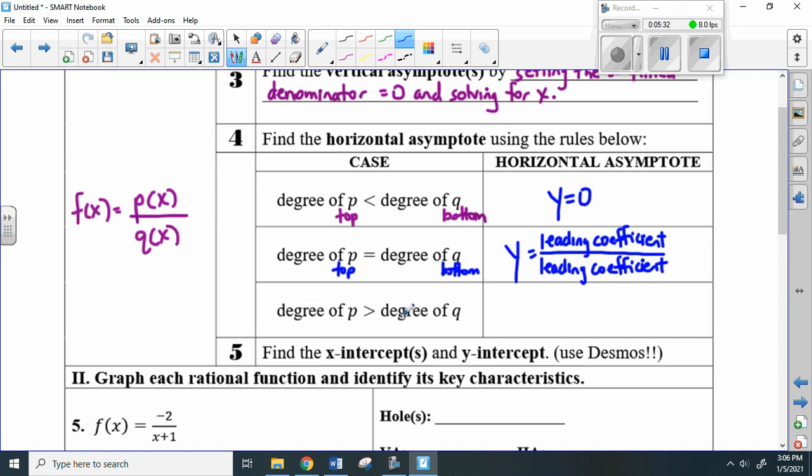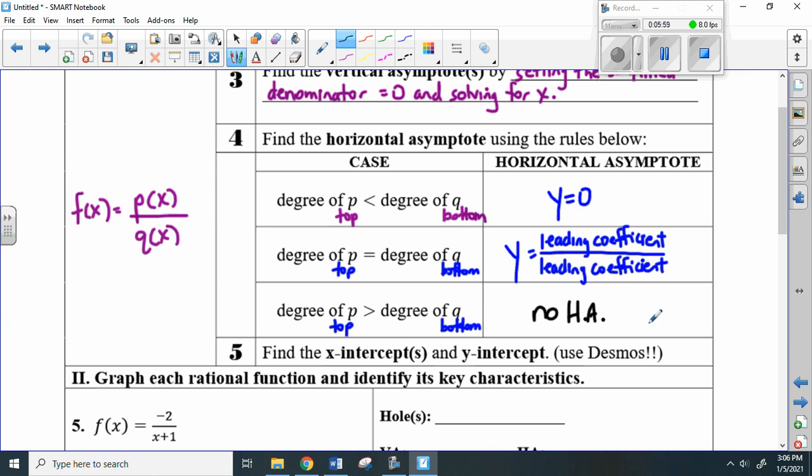And then last but not least, if the degree of the top is bigger than the degree of the bottom, we do not have a horizontal asymptote. So you actually do need to learn those rules.